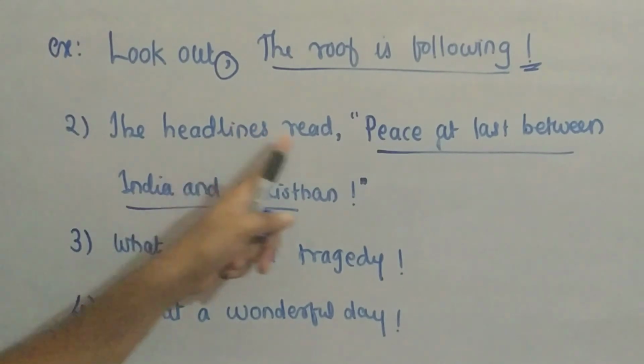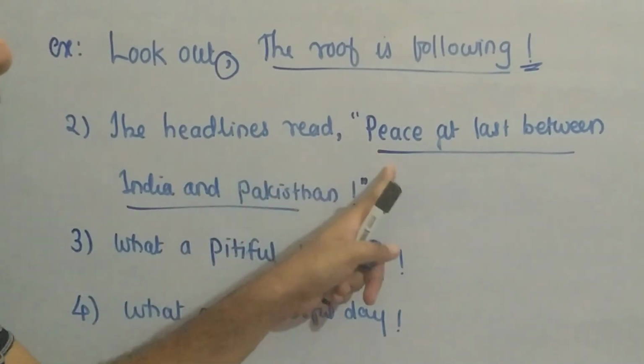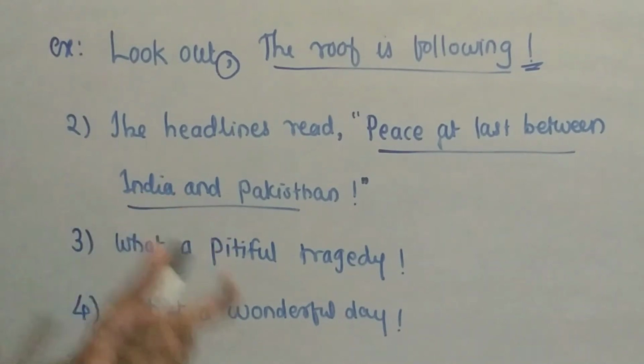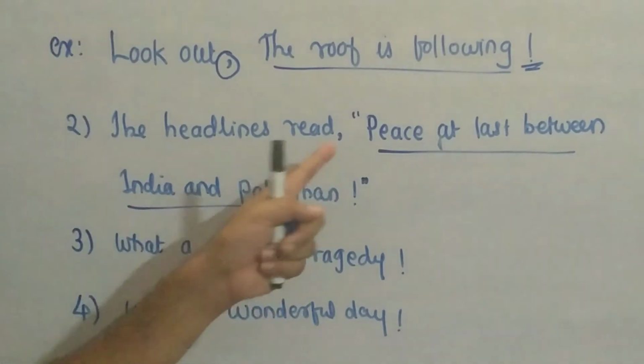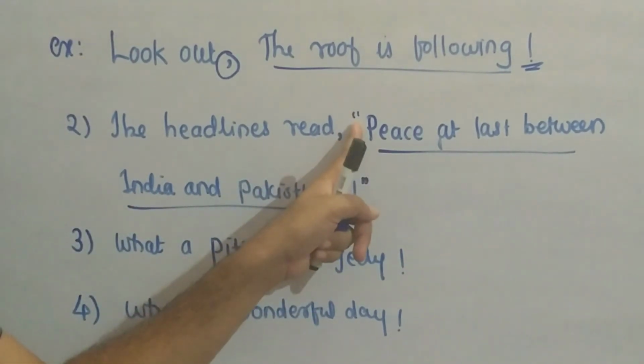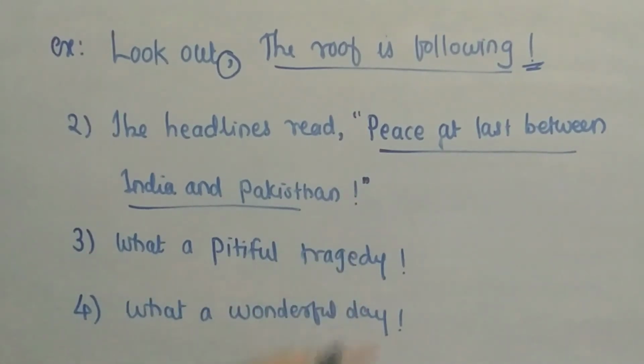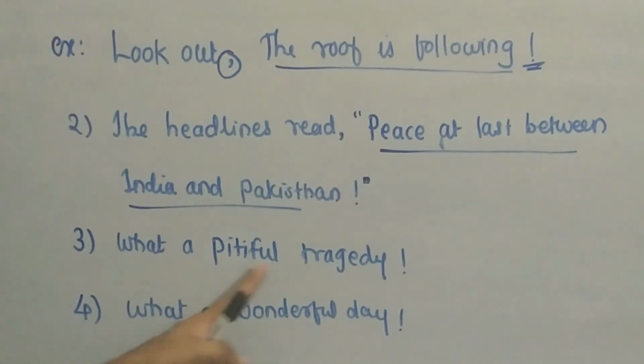See, the headlines read, comma, "Peace at last between India and Pakistan!" This is the main headline in the newspaper. That's why it is used in double inverted commas, and then we put the exclamation mark. Now see, what a pitiful tragedy! Here we use the exclamation mark. What a wonderful day! Here we use the exclamation mark.